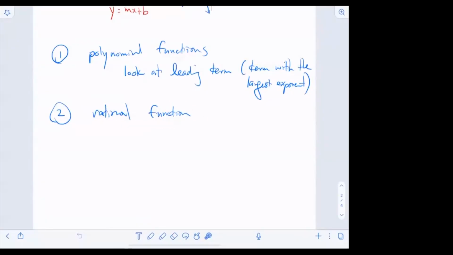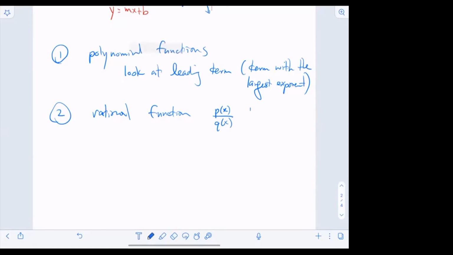And what's a rational function? A rational function is a polynomial over a polynomial. And when we have rational functions, there's three situations that we could have.